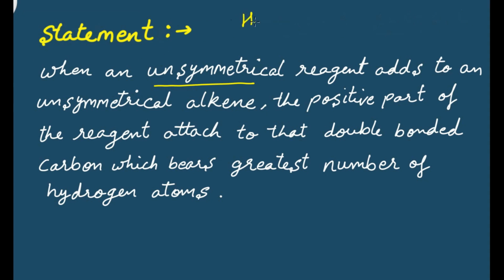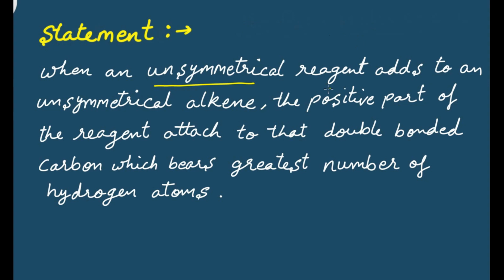For example, H2. If we are taking H2 as reagent, this is a symmetrical reagent. O2 is a symmetrical reagent. But if we choose HCl, this is an unsymmetrical reagent because this molecule is a polar molecule. So polarity simply gives you examples of unsymmetrical reagents. Now let's come back to the statement.